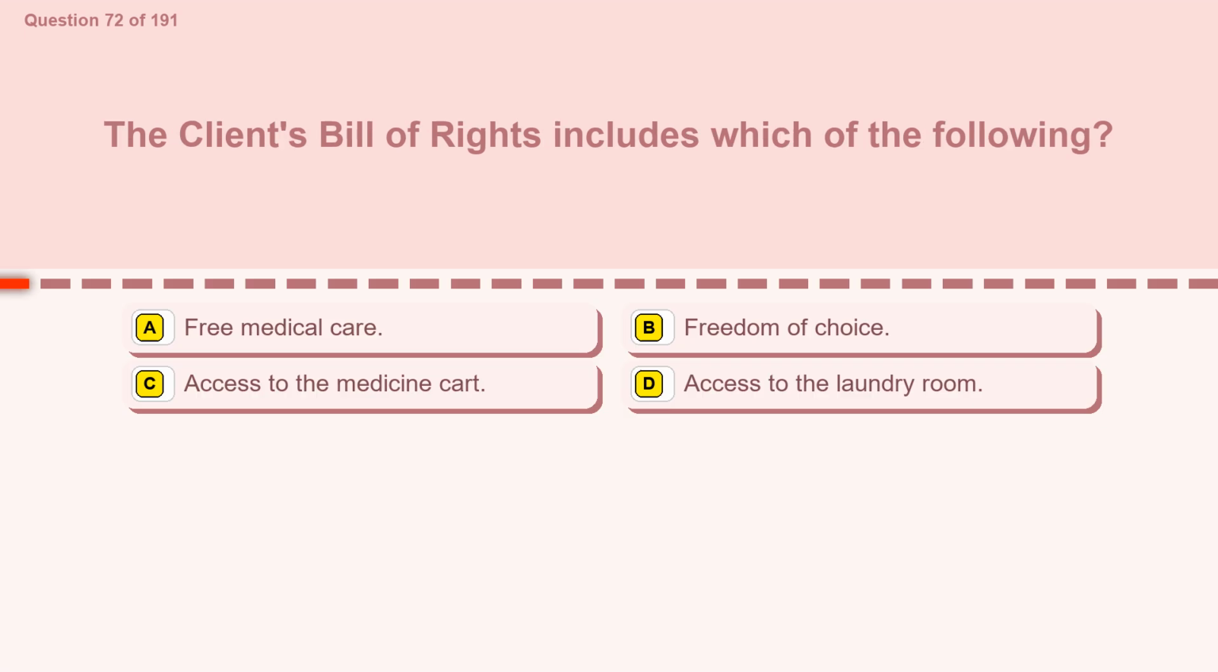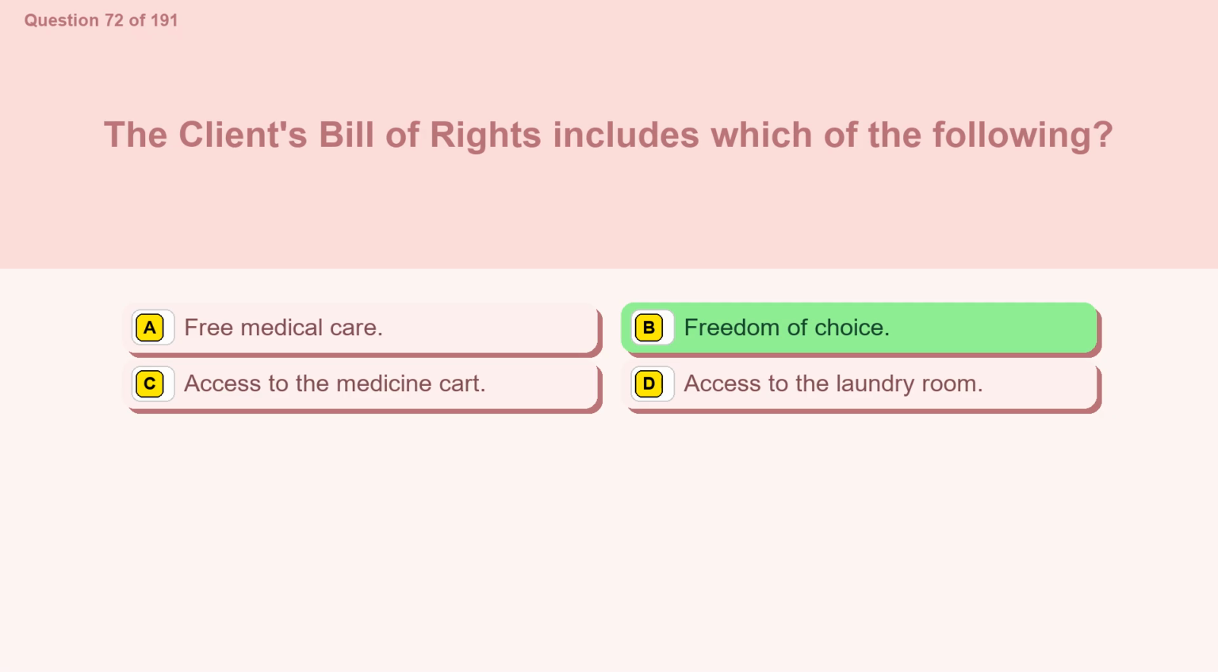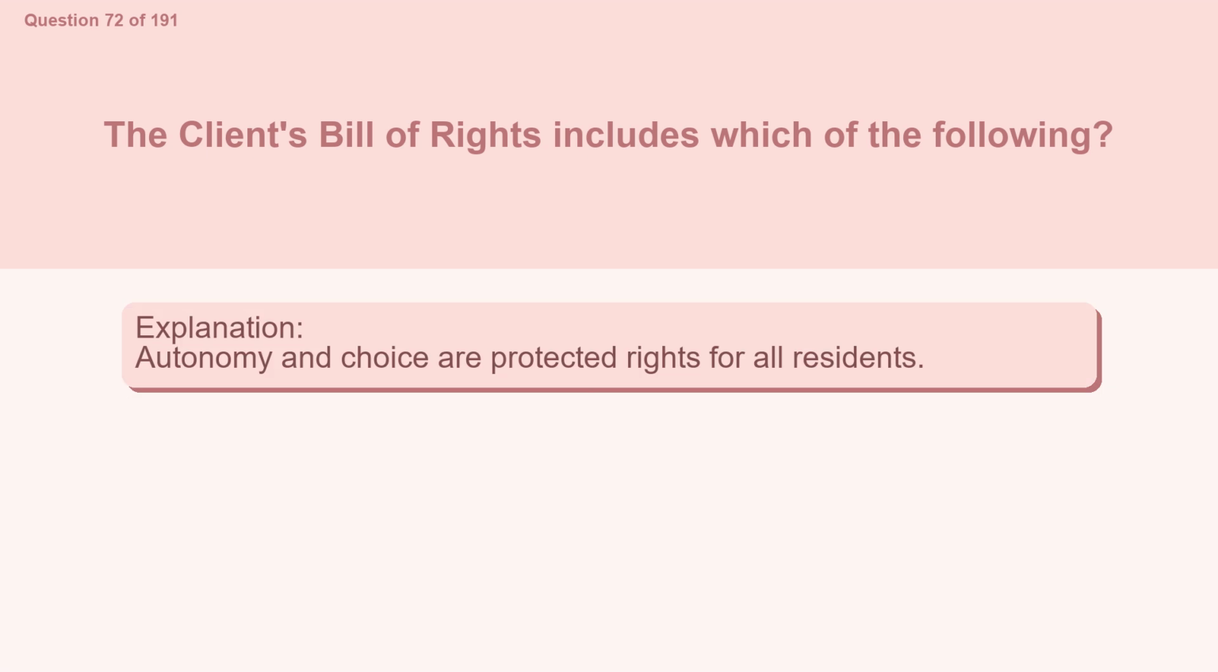Question 72. The client's Bill of Rights includes which of the following? Option A, free medical care. Option B, a freedom of choice. Option C, access to the medicine cart. Option D, access to the laundry room. The correct answer is option B, freedom of choice. Autonomy and choice are protected rights for all residents.